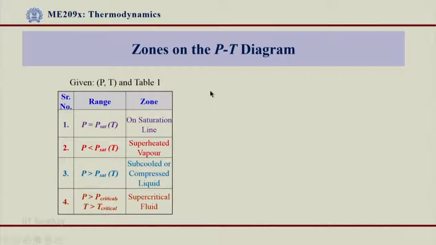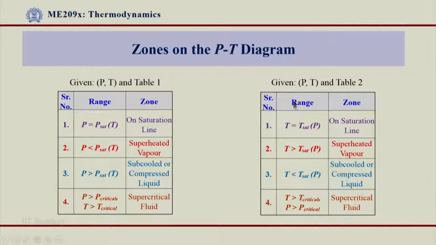So, in summary, from table 1 I can compare the pressure for a given temperature, and from table 2 I compare the temperatures for a given pressure. So, T sat is the given value, and compare T with this T sat and compare P with this P sat. These 2 tables are a summary of what we saw just now by referring to table 1 and table 2 in order to decide in which zone a particular state lies.